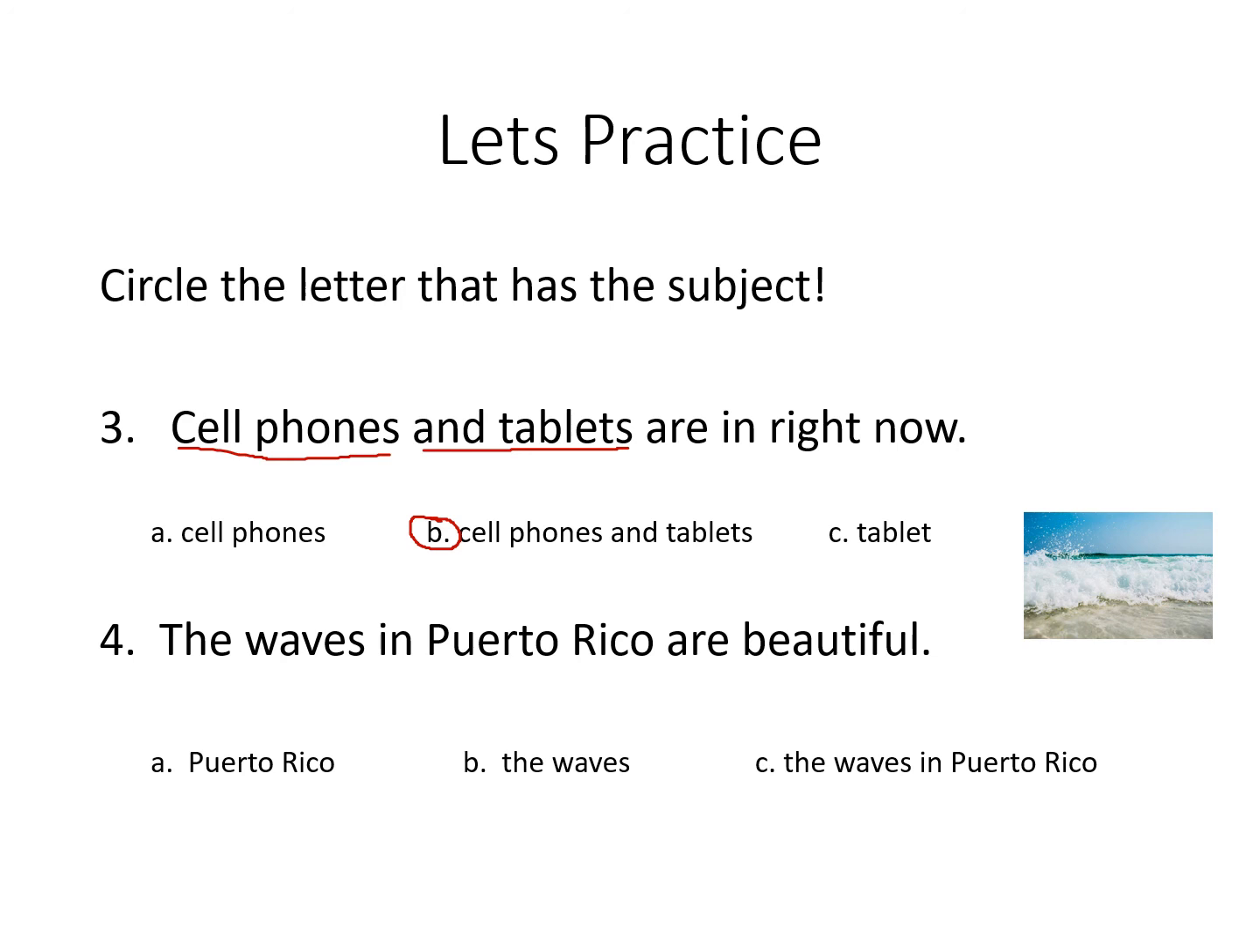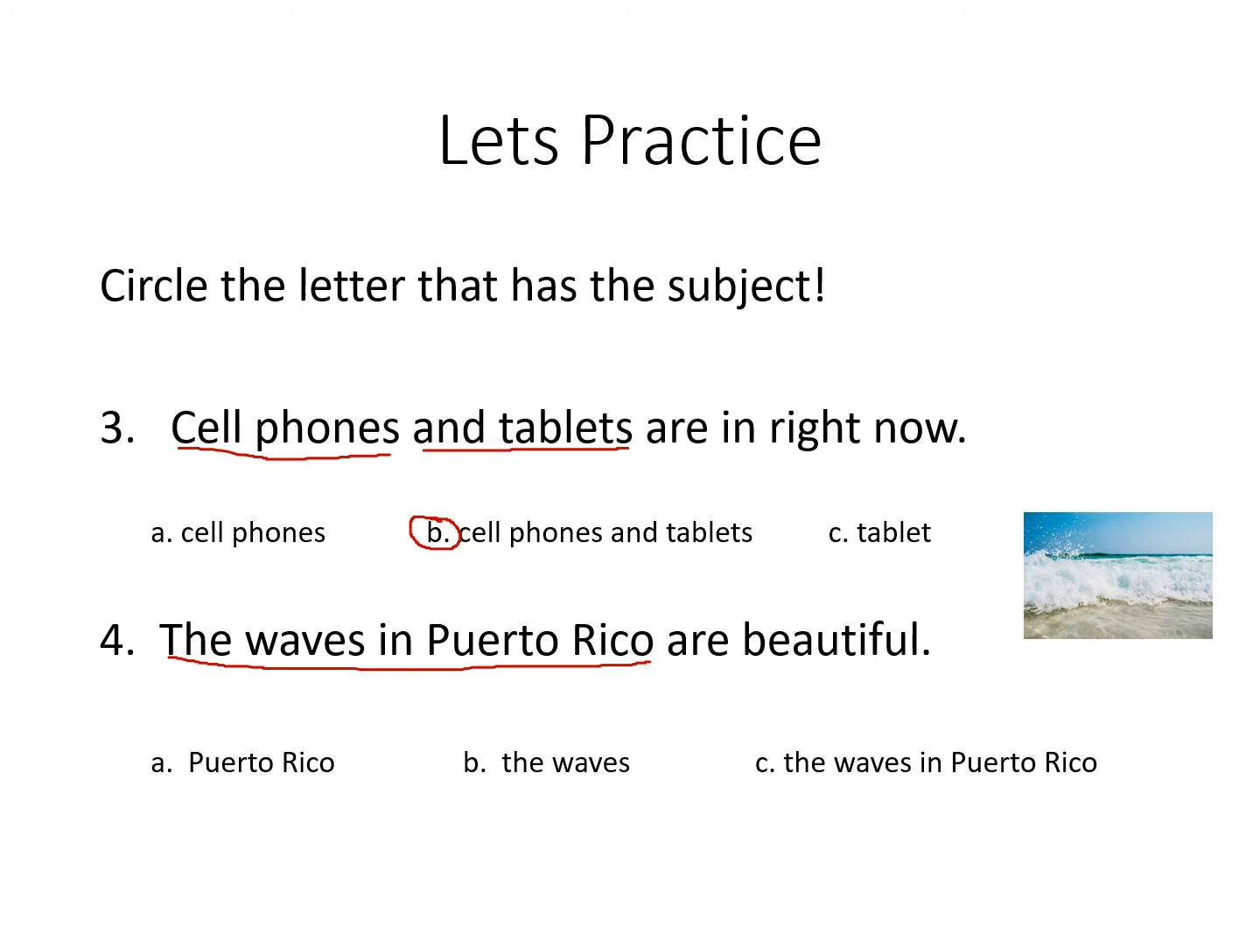Let's go to sentence number 4. The waves in Puerto Rico are beautiful. Who or what am I talking about? I'm not talking about a person. So what am I talking about? I'm talking about the waves, yes. But is it just any waves? Is it the waves in California? Is it the waves that you can see if you're in Florida by the beach? No. It's talking about the waves in Puerto Rico, specifically in Puerto Rico.